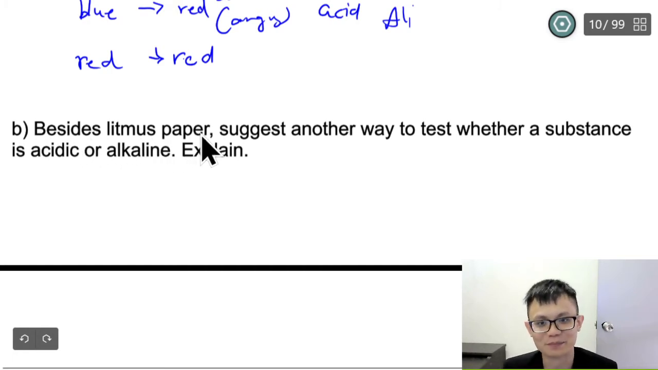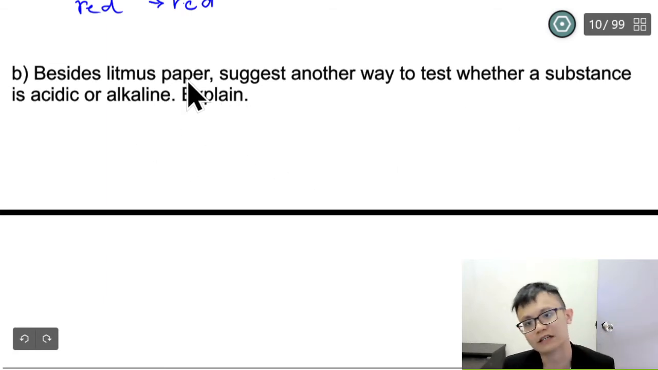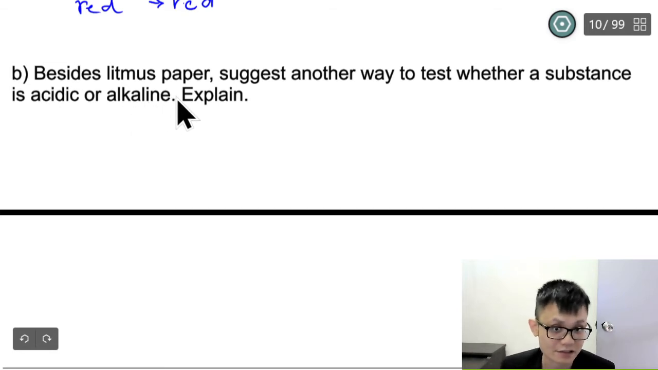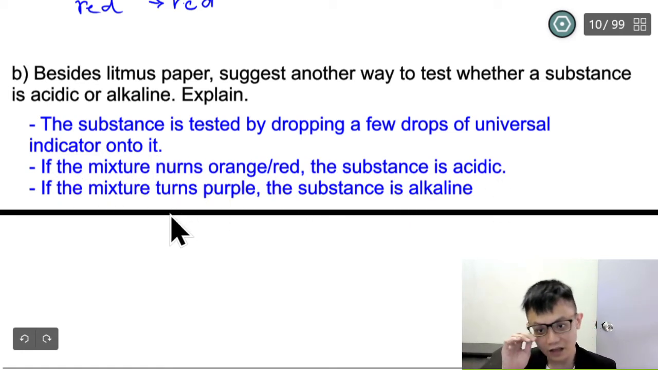Besides litmus paper, suggest another way to test whether a substance is acidic or alkaline. Explain. So basically there are two questions. Now we want to answer the first question first. Suggest another way to test the substance acidic or alkaline. The substance is tested by using universal indicator. If the mixture turns orange or red, then it's acidic. If the mixture turns purple, then it is alkaline.